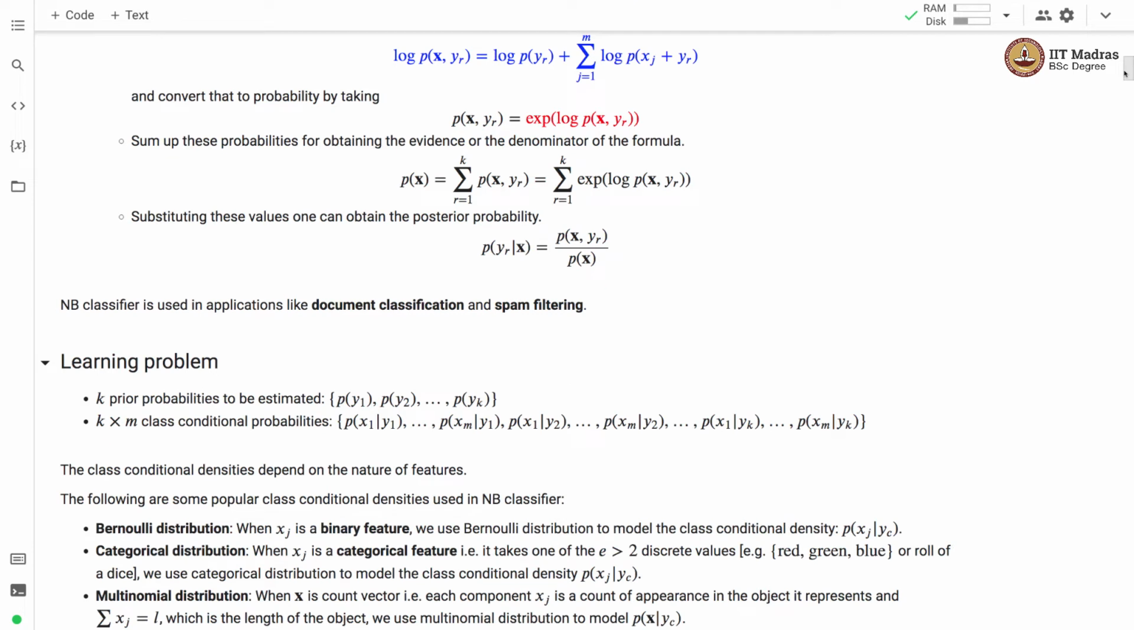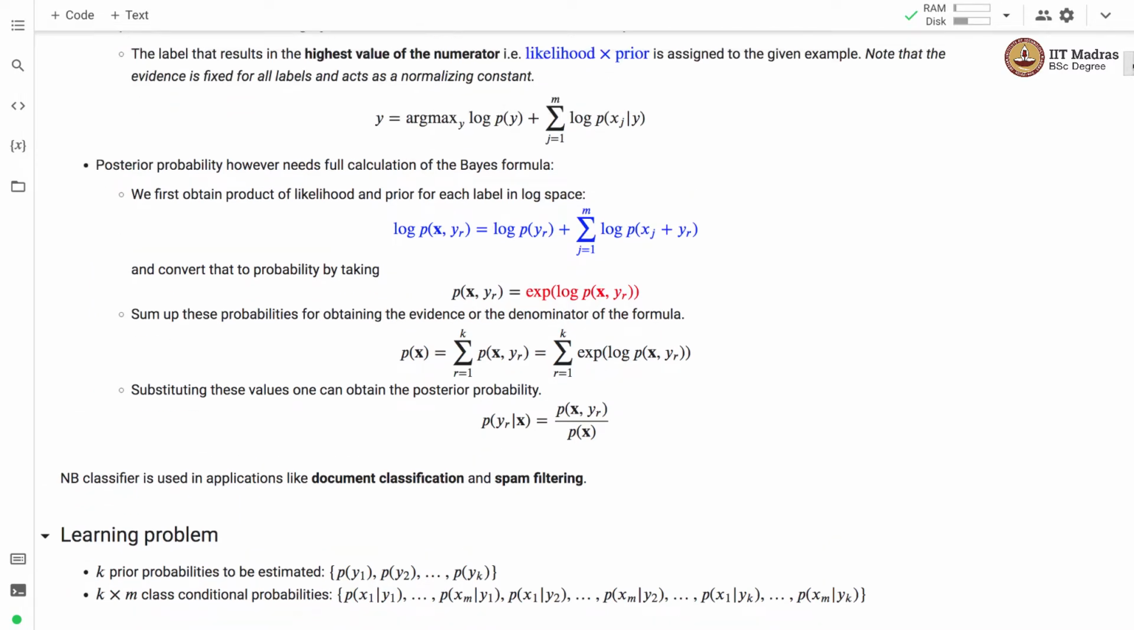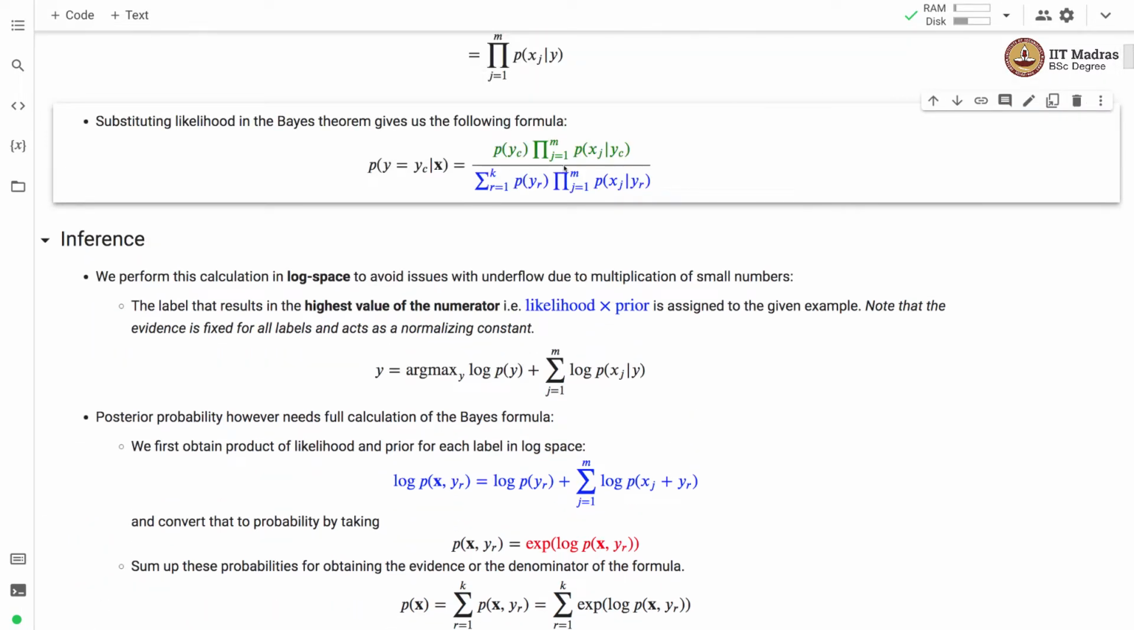So naive Bayes classifier, as we said, is used in applications like document classification and spam filtering. Now what is the learning problem in naive Bayes classifier? Here, if you look at this particular formula, we do not know the values of P(y_c), which is the prior probability for each and every label. In addition to that, we also do not know the parameters of the conditional distribution of individual feature given the class label.